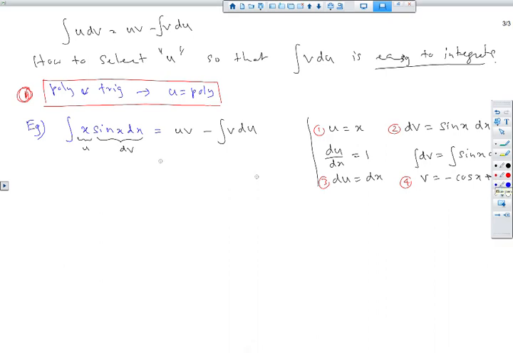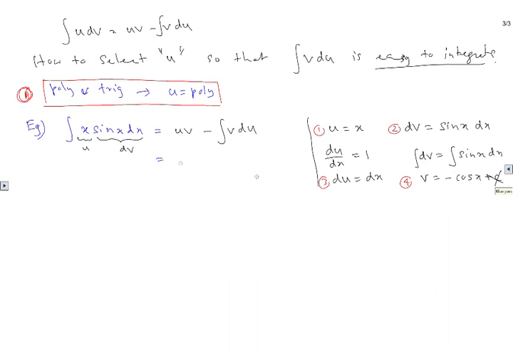So let's substitute. What is u? u equals x. What is v? Negative cosine, so I put the negative sign in front: negative cosine x. Minus, and then the integral of v, that's again negative cosine, and what is du equal to? du equals dx. Now if you simplify this a little bit, the negative sign you can take out, and you have cosine x dx. So this is very easy.